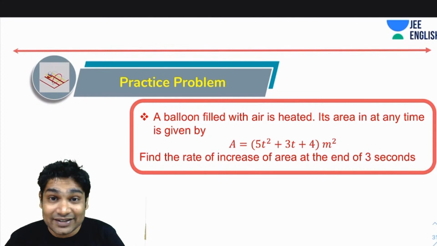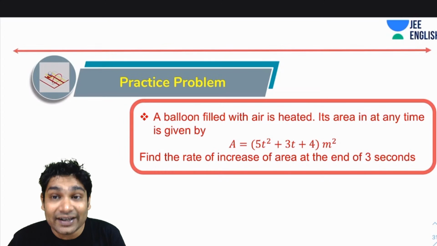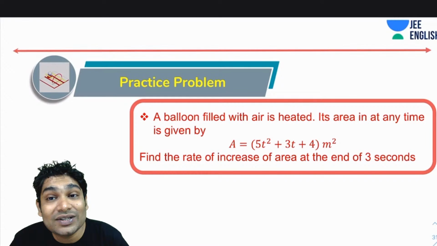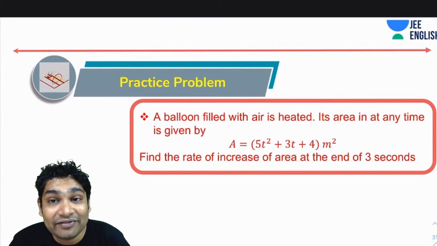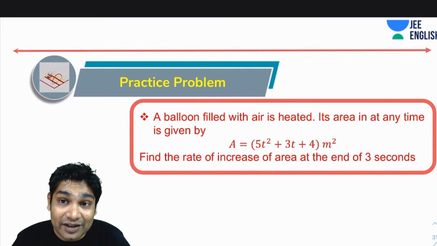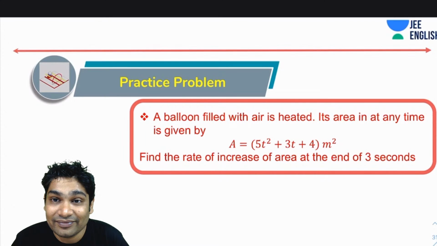Let's take another example then. Alright. A balloon is filled with air which is heated. The area at any time is given as A equals 5t square plus 3t plus 4 meters square. Find the rate of increase of area at the end of 3 seconds. Alright, find the rate of increase of area at the end of 3 seconds. Let's try this one.